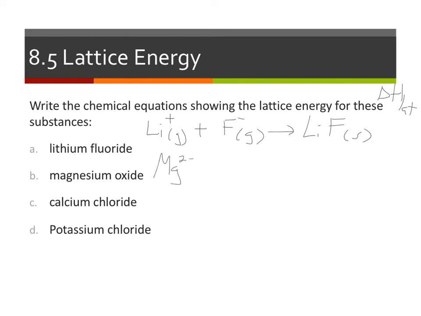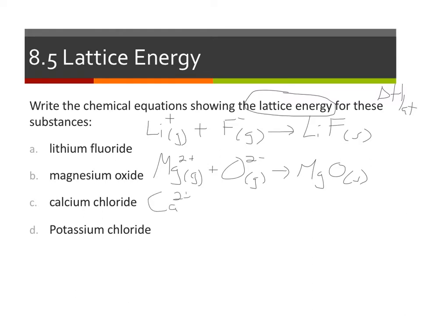Magnesium is +2, gas. Oxygen is -2. We'll put that in the gaseous state. So gas ions make the solid, MgO. Okay, this is the lattice energy equation. So we've seen formation equations, combustion equations, dissociation, neutralization. This is the lattice energy. You need to make sure you have separate ions in the gaseous state.